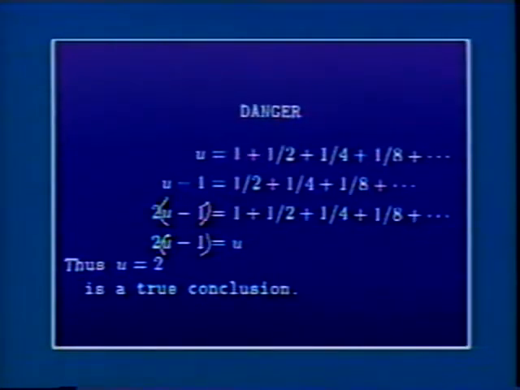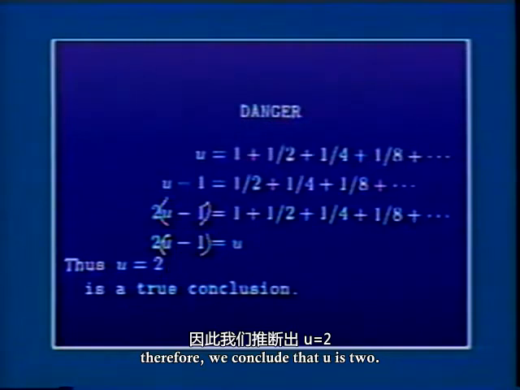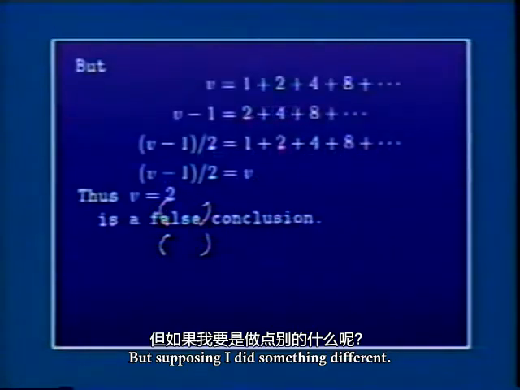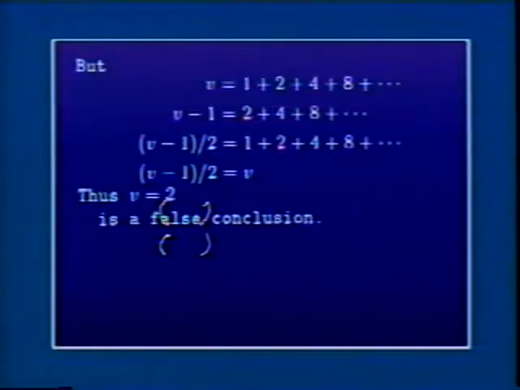Okay. But that gives me back 2 times u minus 1 is u. Therefore, we conclude that u is 2. And this actually is true. There's no problem like that. But supposing I did something different.